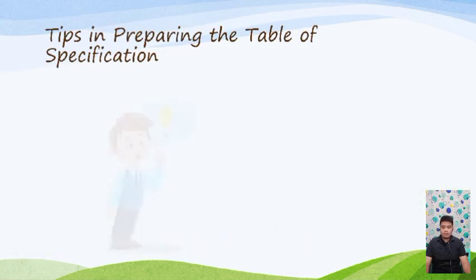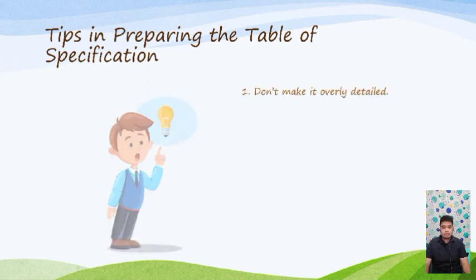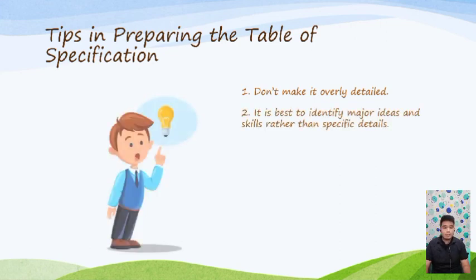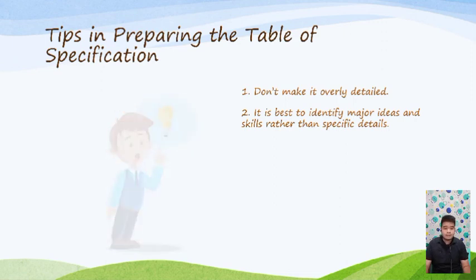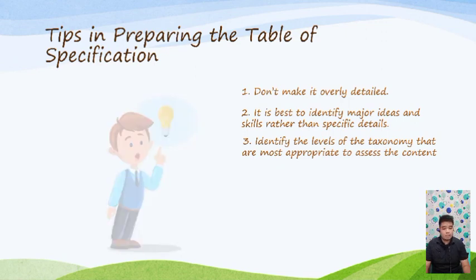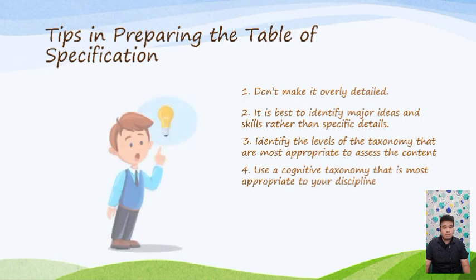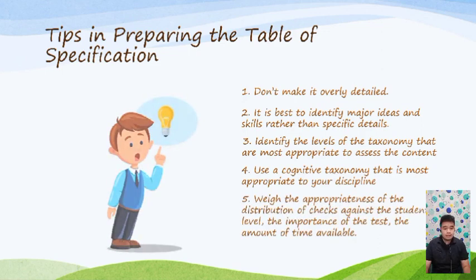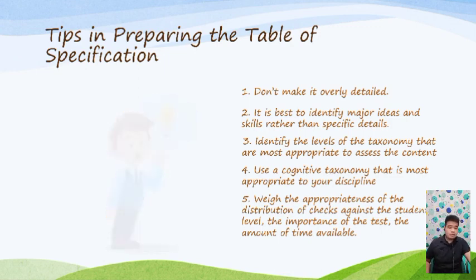Okay, so I will have other tips in preparing the table of specification. So first, don't make it overly detailed. Second, it is best to identify major ideas and skills rather than specific details. Third, identify the levels of taxonomy that are most appropriate to assess the content. Fourth, use a cognitive taxonomy that is most appropriate to your discipline. Fifth is weigh the appropriateness of the distribution of the checks against the student's level, the importance of the test, and the amount of time available.